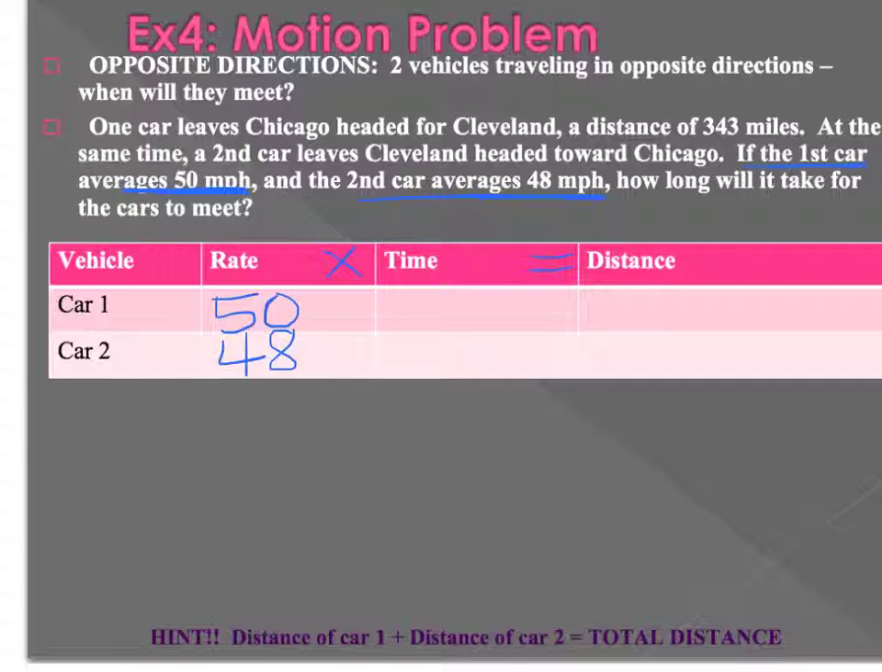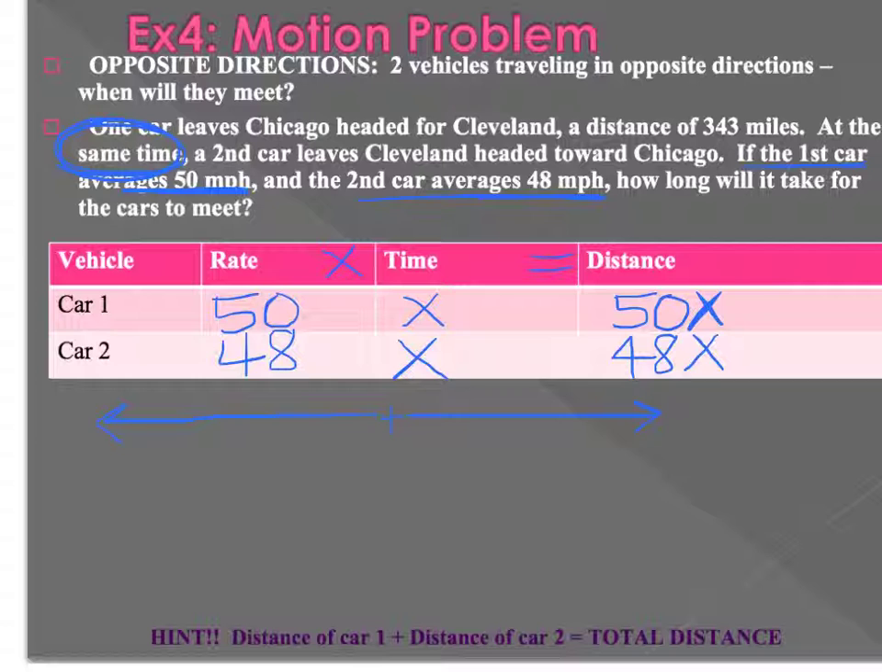What we don't know is the time, and I'm going to make car 1 my X. And since they have driven the same amount of time, they left Chicago at the same time, we will use the same variable for each. So both of them will have an X for time. So our distance for each of them, rate times time, we would just take 50x for distance for car 1, 48x for car 2. And like we learned in class, when you have two cars going in opposite directions, we're going to add them together.